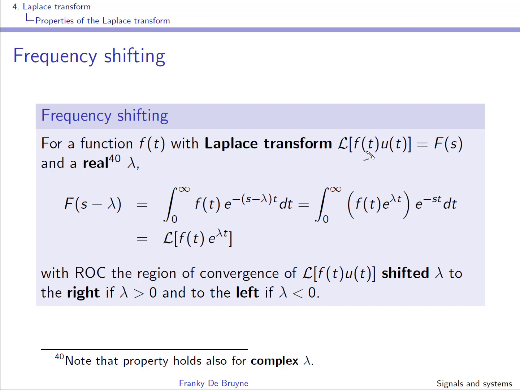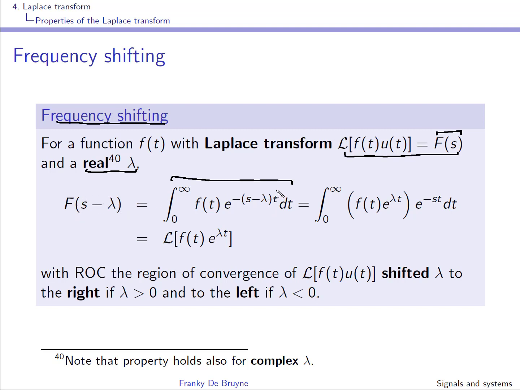So we start from a function f(t), and its Laplace transform is F(s), and here we take a real lambda, and what we do here is indeed frequency shifting. If lambda is positive, we shift everything to the right in the Laplace domain, and if lambda is negative, we shift everything to the left. This is what this is saying. By the definition of the Laplace transform, you can rewrite this as follows. We have just replaced s by s minus lambda.